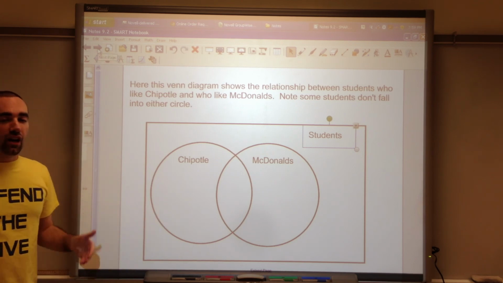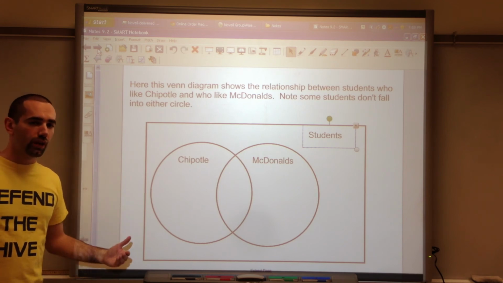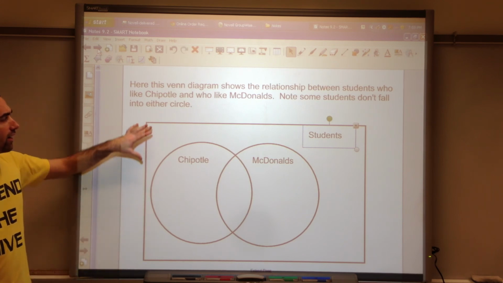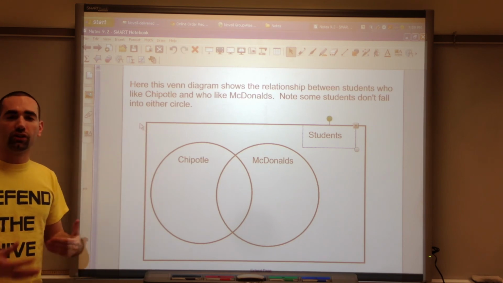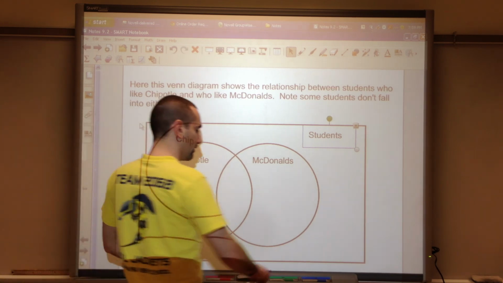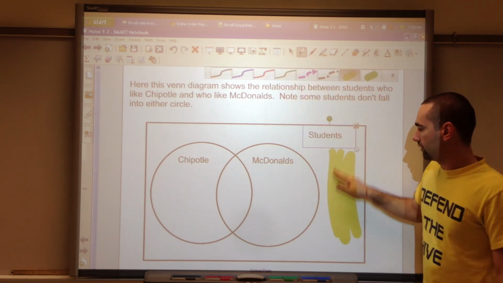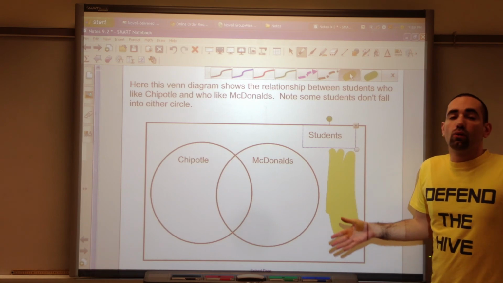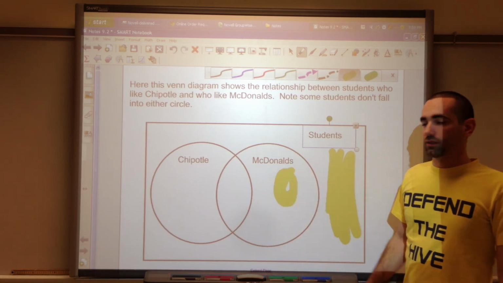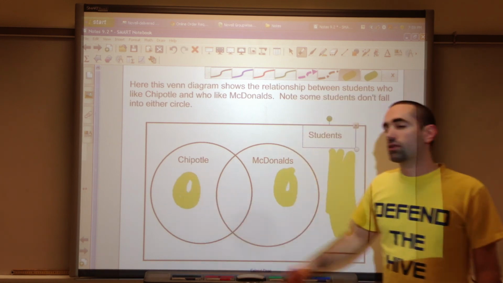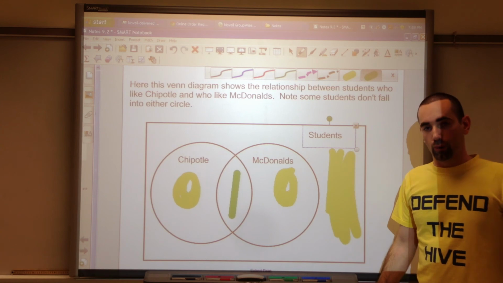Now, this Venn diagram shows a relationship between students who like Chipotle and McDonald's. And this box represents the students who don't fall into either circle. In other words, you have students here that don't like Chipotle, don't like McDonald's. These students like McDonald's. These students like Chipotle. Those students like both.